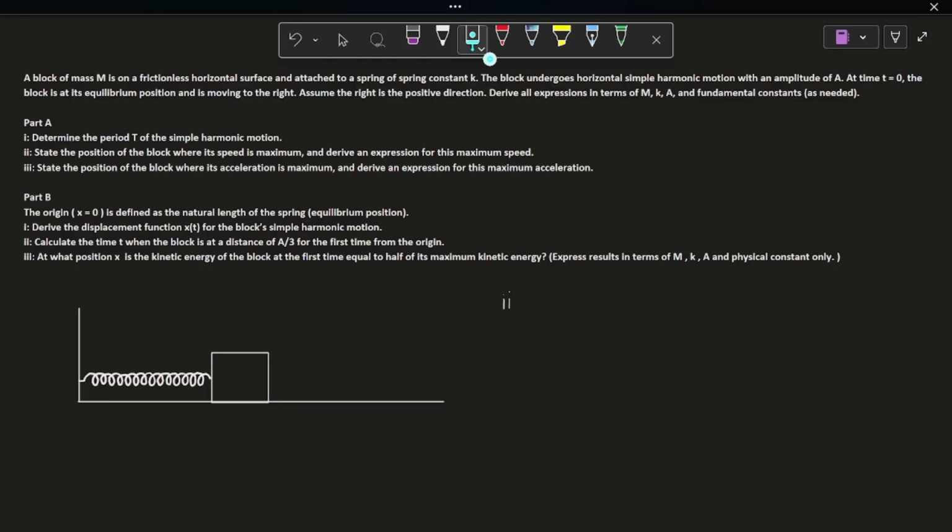But as soon as you go a little bit further, you will compress the spring, right? The spring will provide a force that is opposed to the direction of the block's motion. So you will start decelerating instead of accelerating. So you will have the maximum speed when it's at its equilibrium position.